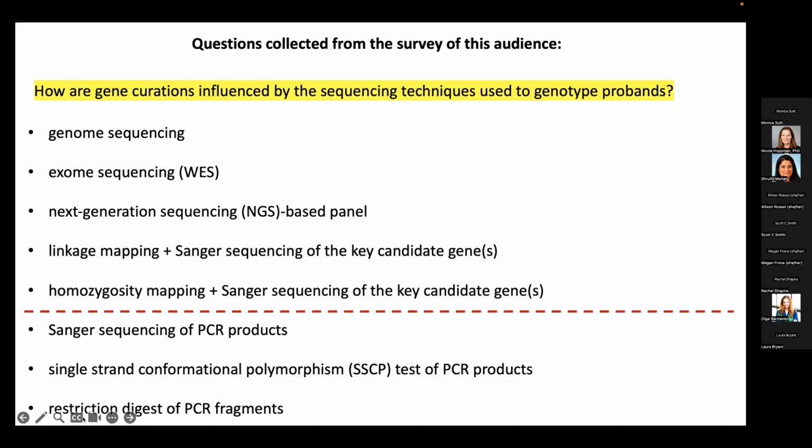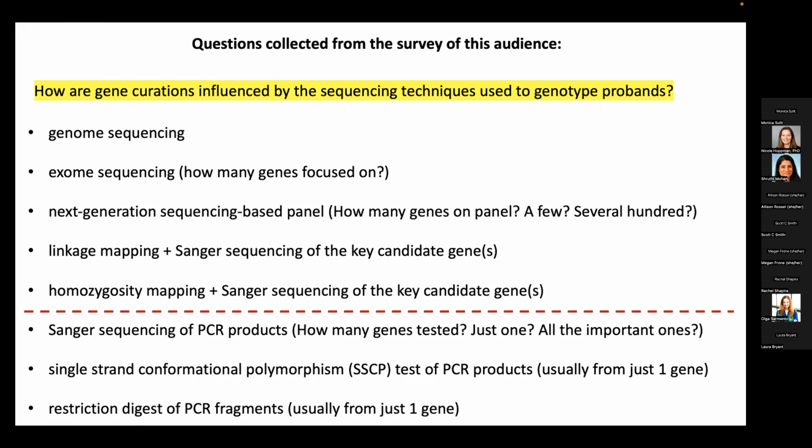I drew the line here with the red dotted line, and said that under some circumstances, some of these could cause you to downscore your genetic evidence a little bit if you weren't trusting the genotyping so much. There are some caveats here. Even if you have a great sequencing technique, did they focus on a lot of genes in the panel? Are they ruling out alternative causes in other loci? That could be true of Sanger sequencing too. If they tested a whole bunch of genes, like all the important ones, Sanger sequencing could be just fine.